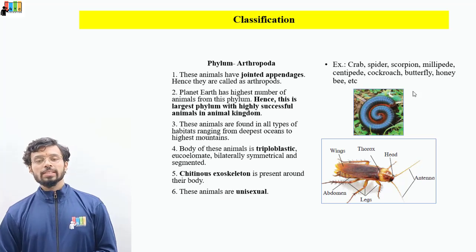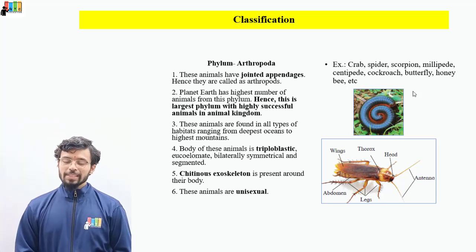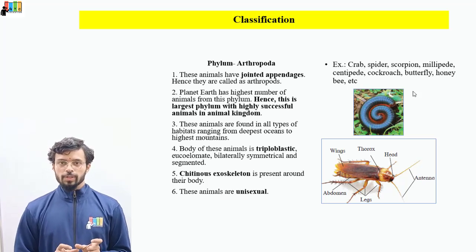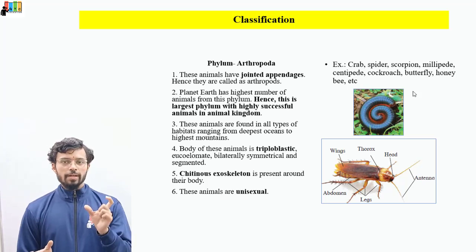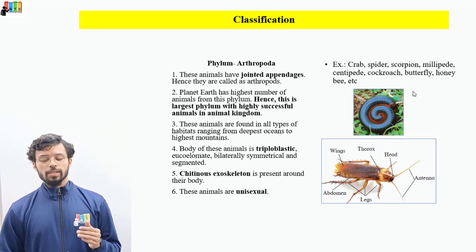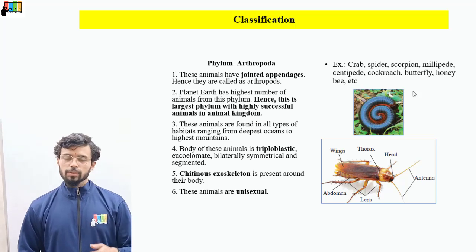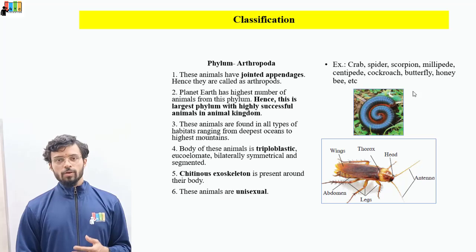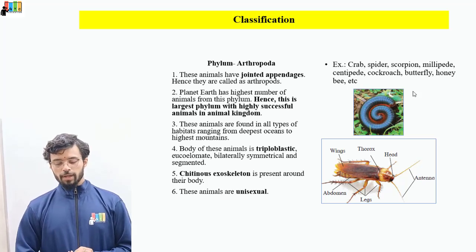Then coming to the next phylum, that is arthropods. What is meant by arthropoda, I will just break down the word for you. Poda meaning feet and arthros meaning joint. So whenever you have jointed appendages, it is known as an arthropodal organism. So these animals have jointed feet or appendages, hence the name arthropoda.